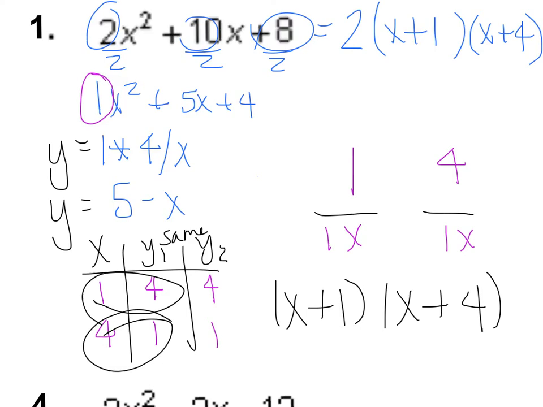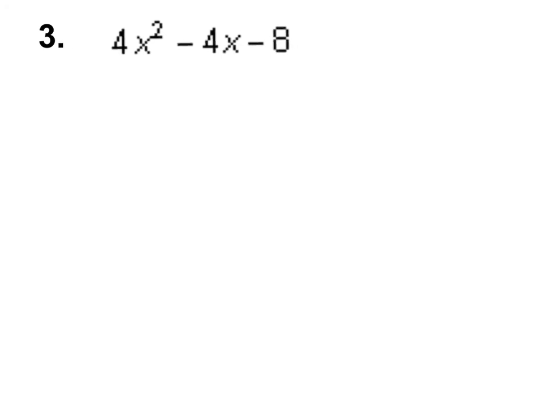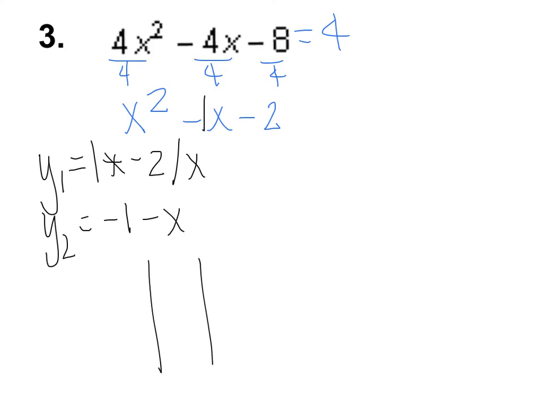So another example, number 3. It says 4x squared minus 4x minus 8. First thing I'm going to do is see if I can divide all these by something. As a matter of fact, I can. I can divide everything here by 4. When I divide it by 4, I'm left with x squared minus x minus 2. So I'm going to go to y1, and I'm going to do the first number, which is 1, times the last number, which is negative 2, divided by x. Then in y2, the middle number, which is negative 1, and I'm going to minus x from that. And then I'm going to look at my table.